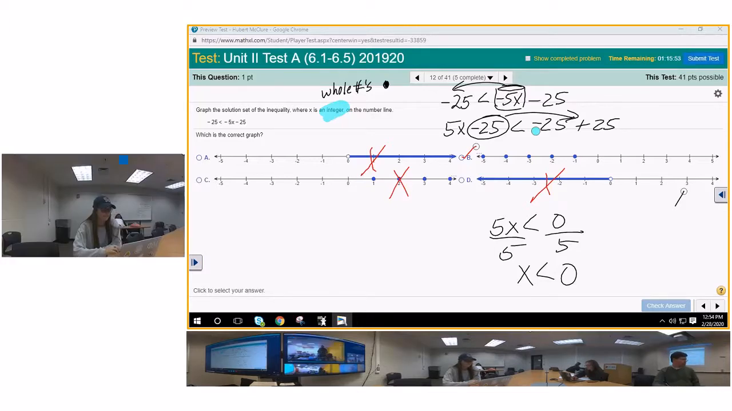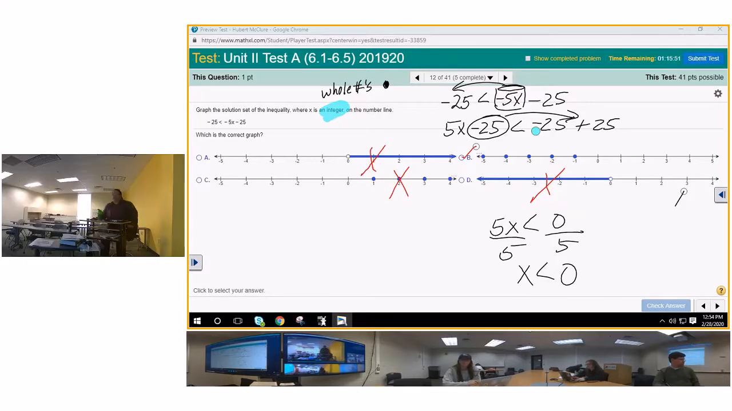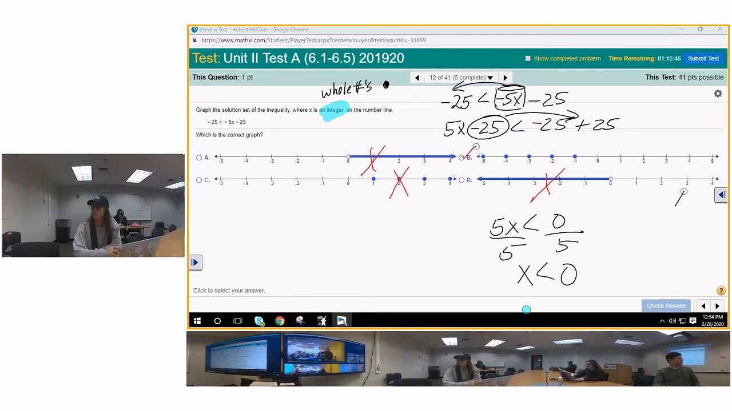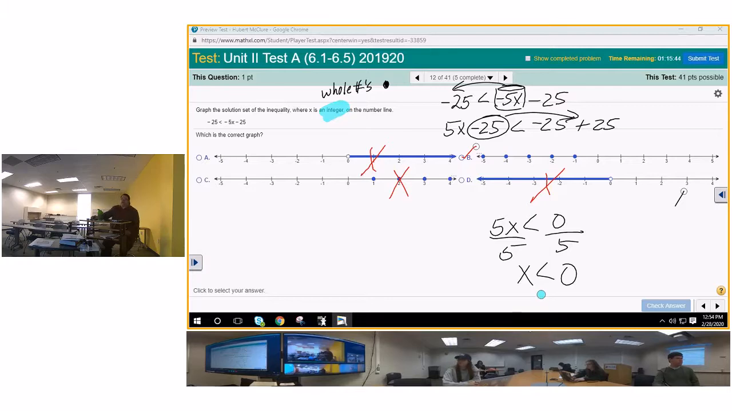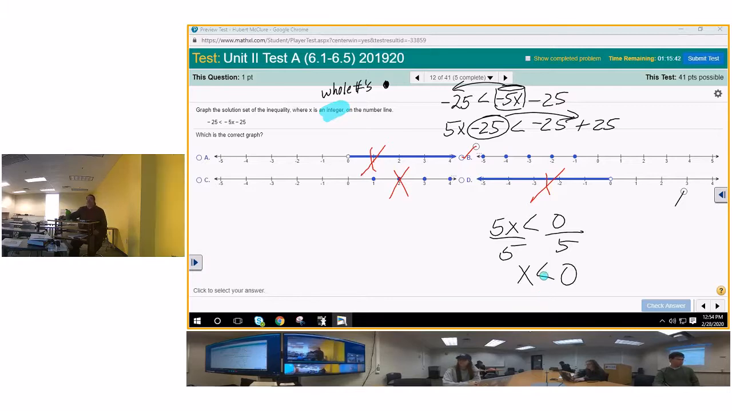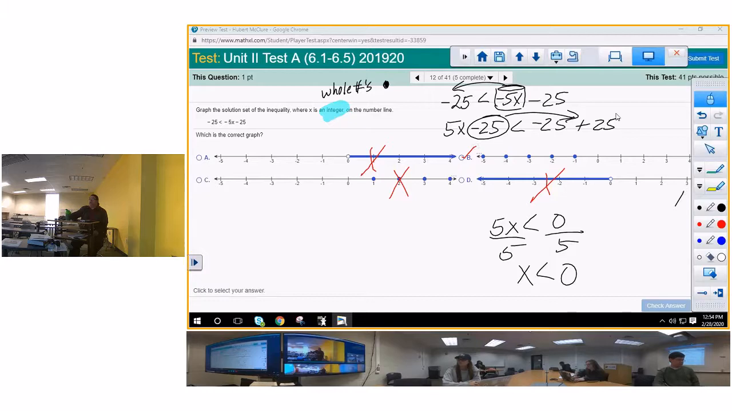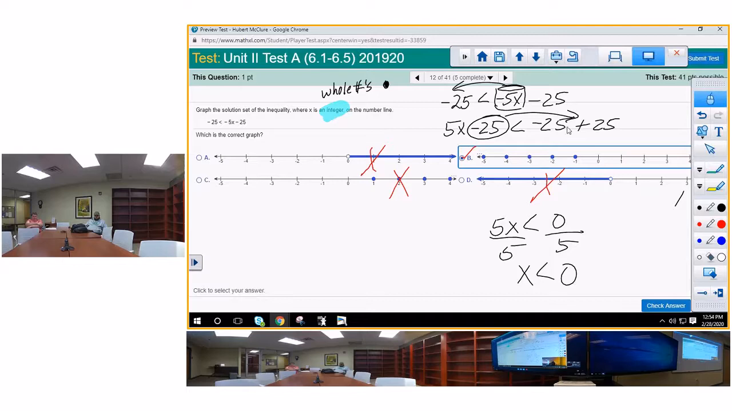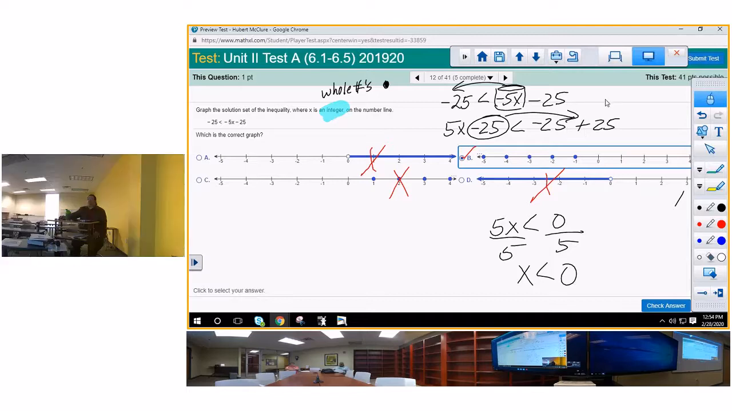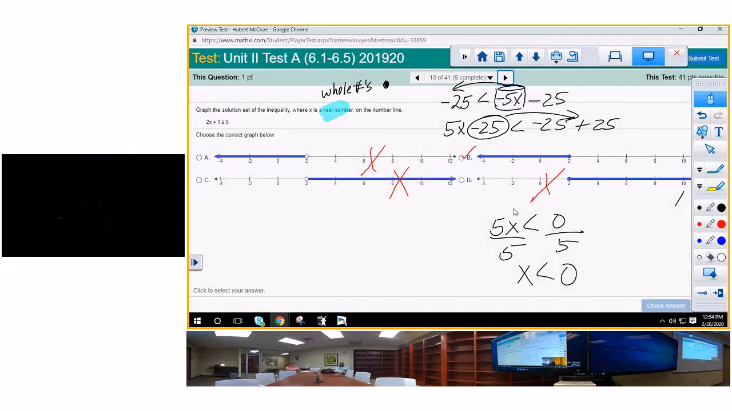Now, why do I not have a dot on 0? Because it's less than 0, not equal to. It's exclusive, exactly. Exclusive, or it's less than, not equal to. Either one of those answers is correct. If you want to impress your friends, you say exclusive. It's exclusive.